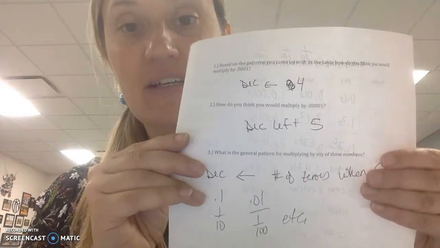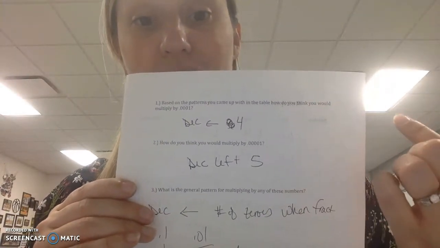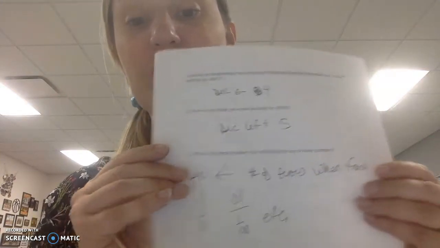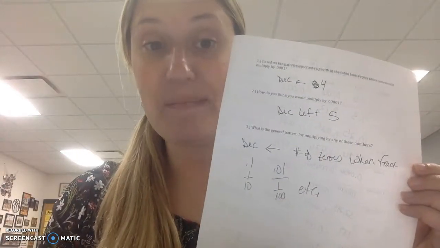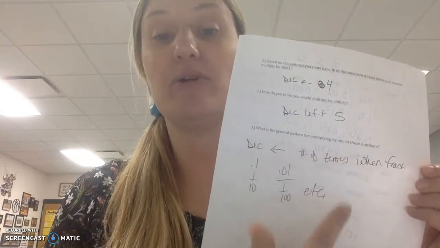So on the back, what would happen if I were to multiply by 1/10,000th? I would go to the left 4. By 1/100,000th, I would go to the left 5. So in general, when you're multiplying by a power of 10 that is a fraction, so that power of 10 is in the denominator, you're going to move to the left depending on the number of zeros in the fraction.